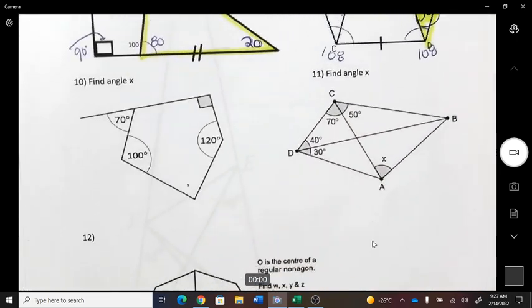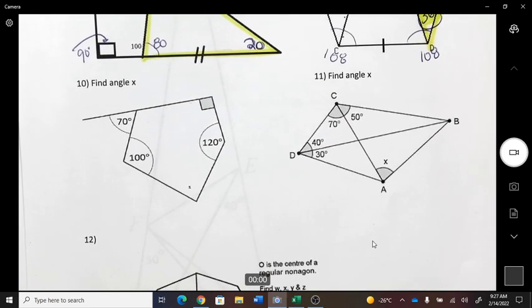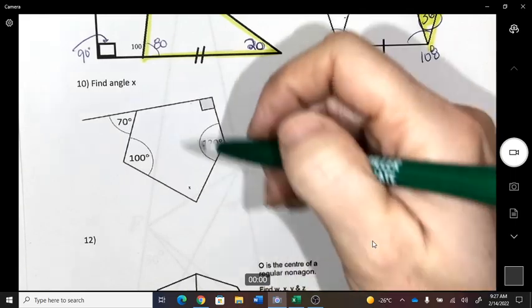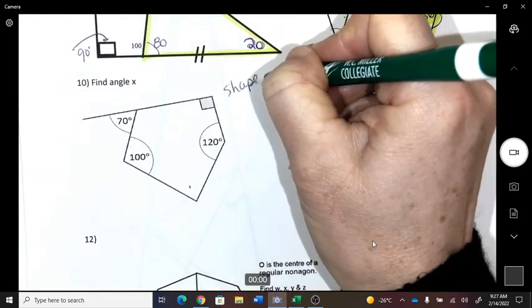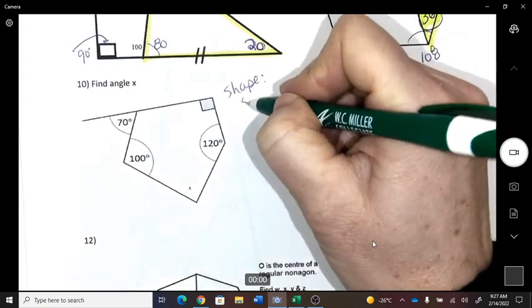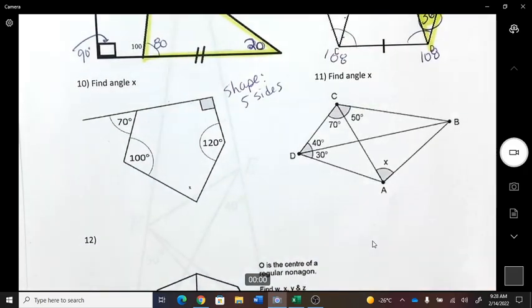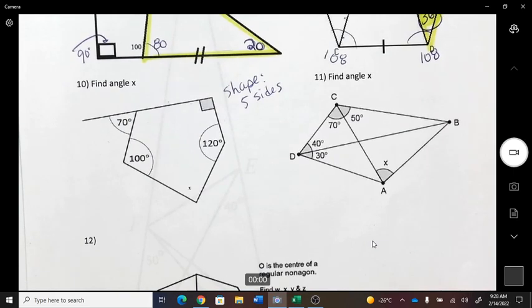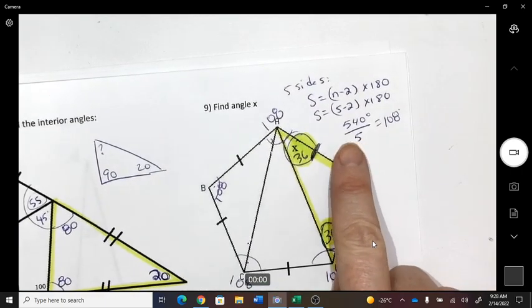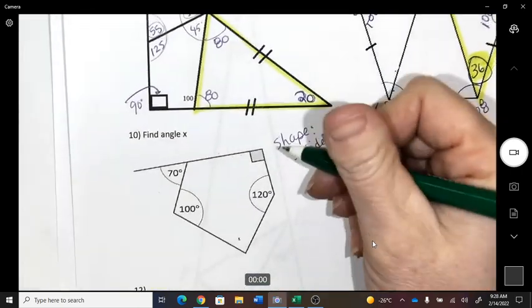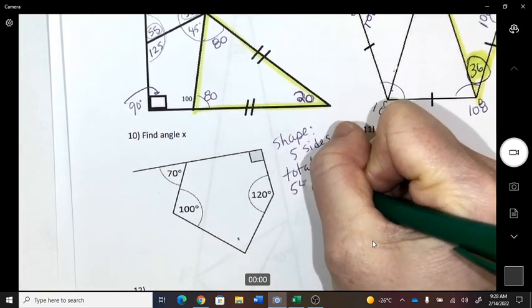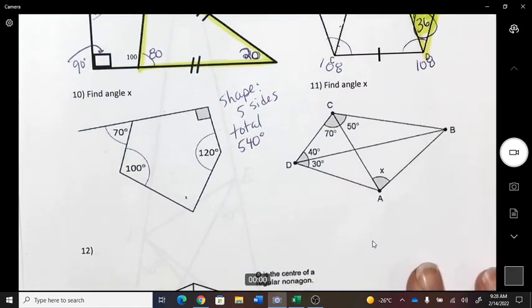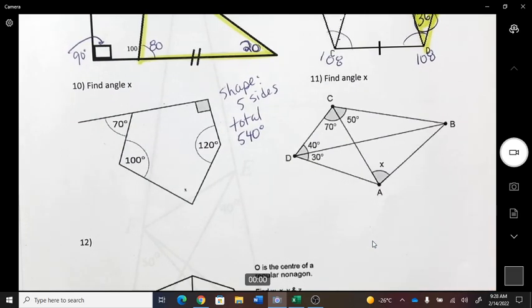Okay. Couple things on this one. So I need this shape. 1, 2, 3, 4, 5. 5 sides. Are you okay if we don't do the work? Because I think we just did this, right? The total should be 540 degrees inside there. So inside that shape, you got to have 540.